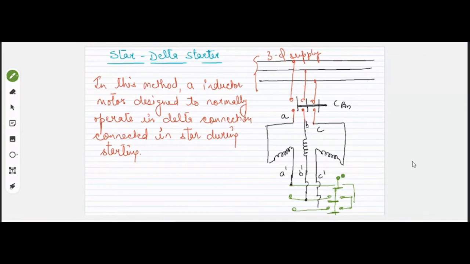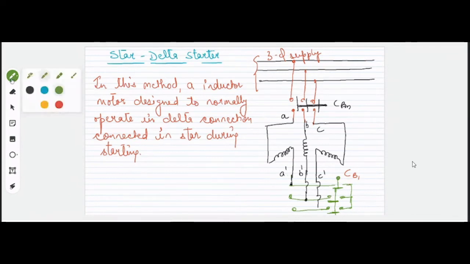If I use this switch, let us give it the name CB1. If I push this CB1 up, what will happen? Your A dash, B dash and C dash will be connected to a common point. Yes or no? Yes, sir. So if they are connected to a common point, that means this winding will be in star. So initially we'll push this one to start this motor, but we don't want to run this motor with this connection only, because of the lower voltage applied, right?